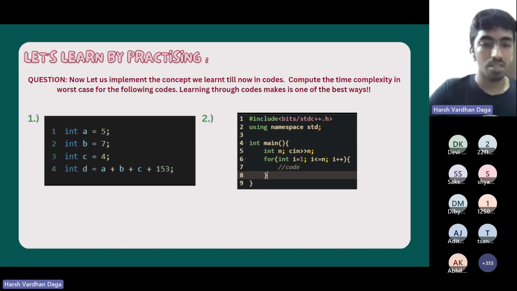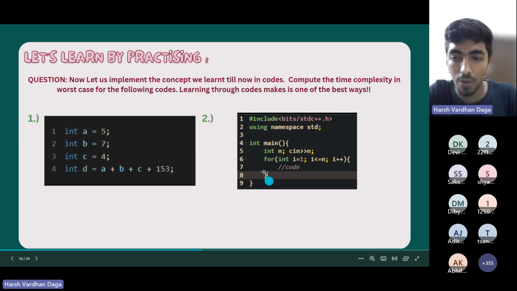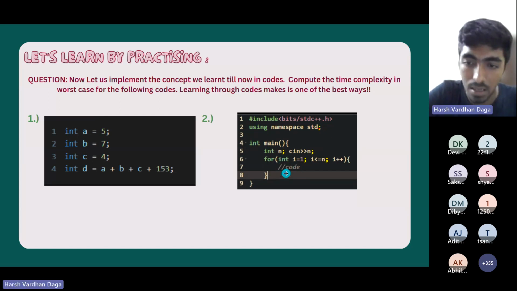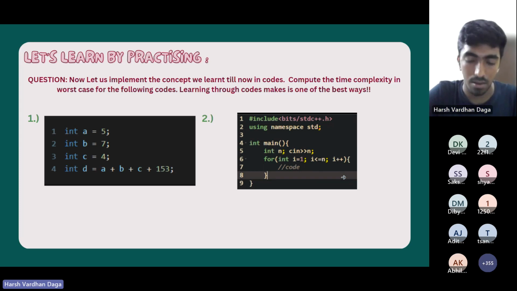So the total number of operations will be 4, and since it's a constant number, the time complexity of this will be O of 1. In the second question, observe that this is a for loop. One operation is being performed there, another is being performed here, and n operations are being performed in this for loop. So it will be a linear function of n. Okay, so we can write this as O of n.